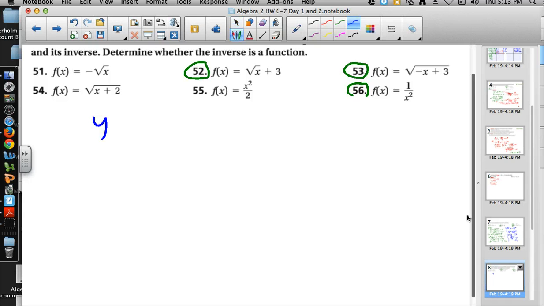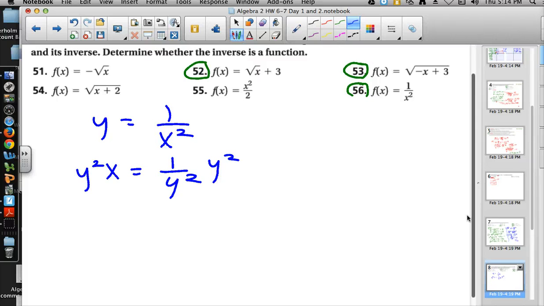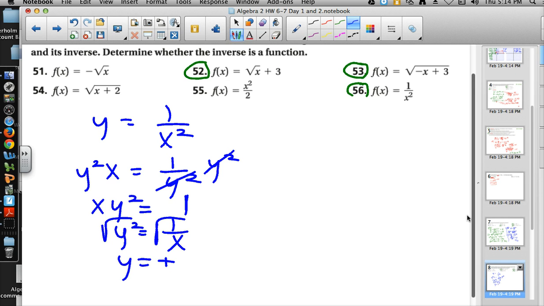Number 56, y equals 1 over x squared. We're going to reverse those two. Now, the variable I need is in the denominator, and it can't be there. If we're going to solve for that, we have to get it out of the denominator. So easiest thing to do would be just multiply both sides by y squared. And these two y squareds are going to drop right out. And then what I need to do is divide both sides by x and take the square root. And that means plus or minus.